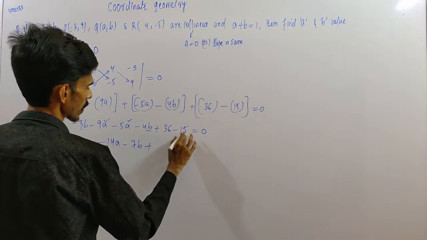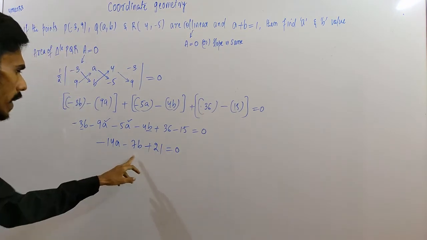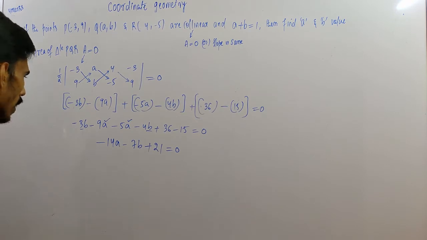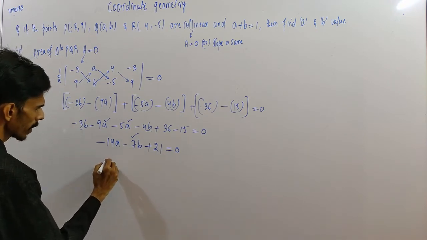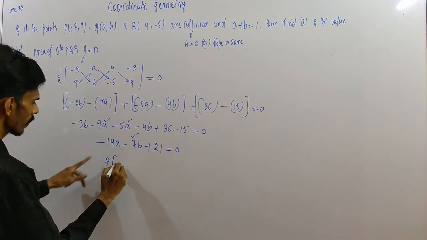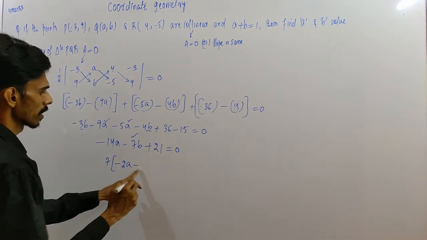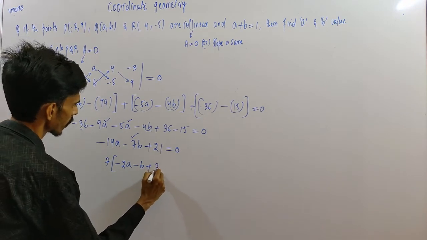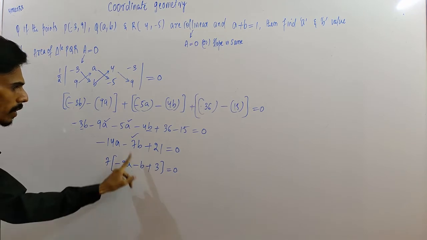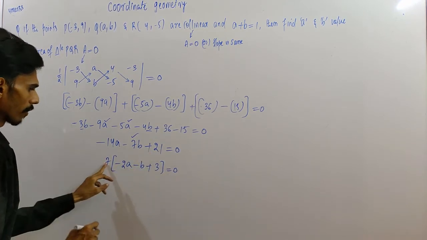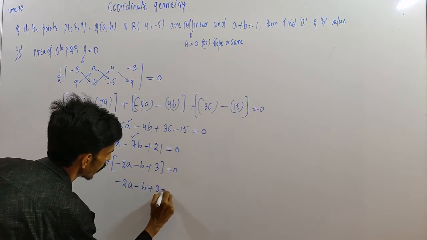We have 6 minus 3 we have 1, 3 minus 1 we have 2. So we have minus 14a minus 7b plus 21 equal to 0. Can we take common? Yes. Take 7 common. 7 into 2 is 14, minus b, plus 7 into 3 is 21, equals 0. Now equate this 7 to 0. Minus 2a plus b plus 3 equal to 0.